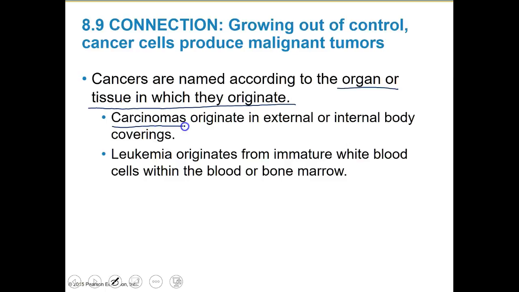Some of the ones we talk about, carcinomas, originate in external or internal body coverings. I lost the word on that one, there's a name for the external and internal coverings. But either way, that's where our carcinomas start. Leukemia originates from immature white blood cells. Leuk, we determined, meant white, so it's from white blood cells within the blood or bone marrow. So leukemia is associated with that. So they're named for where they start.